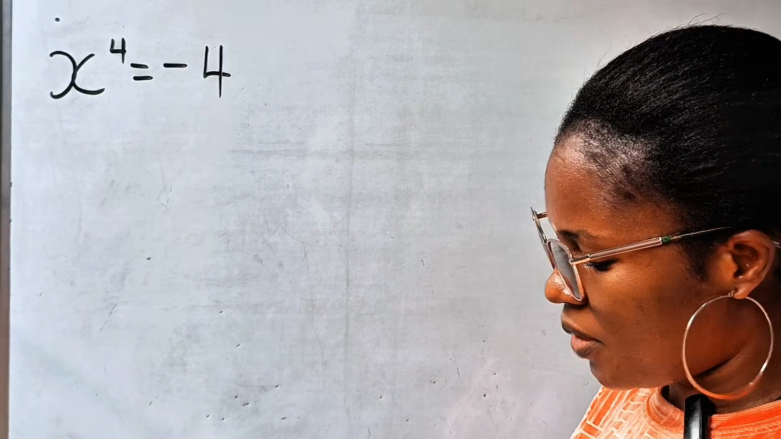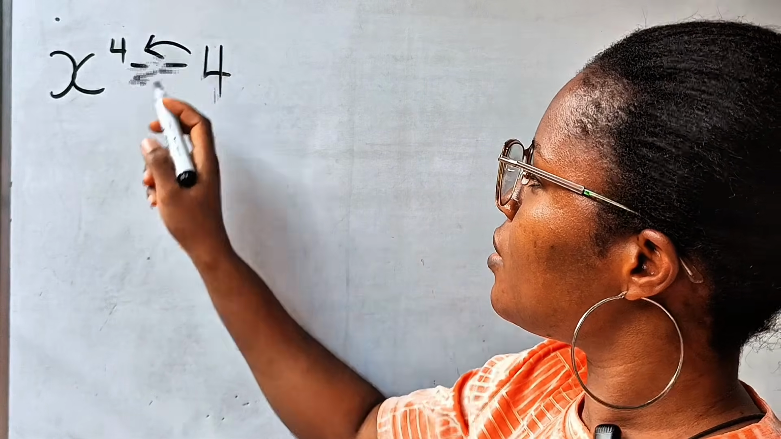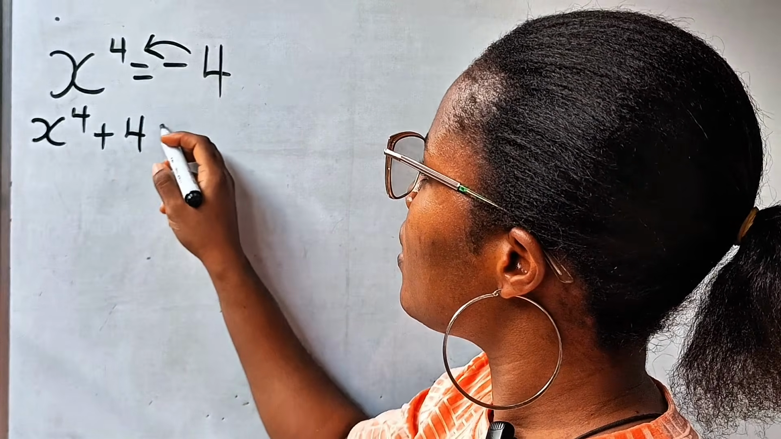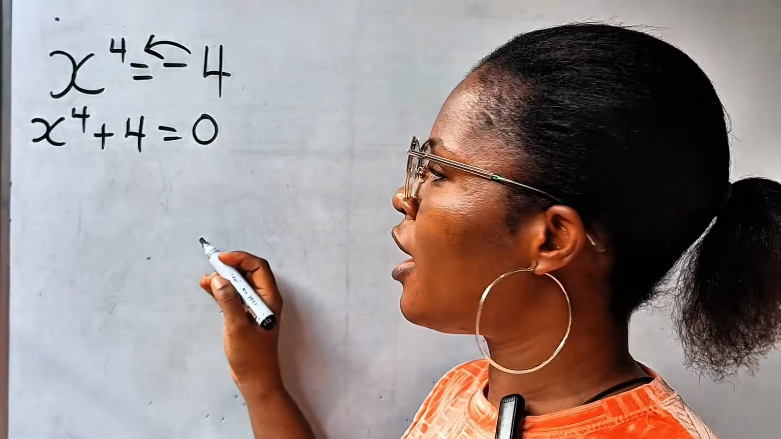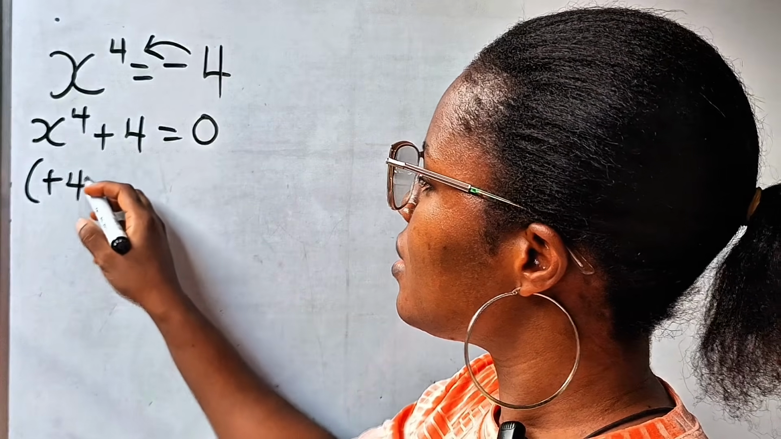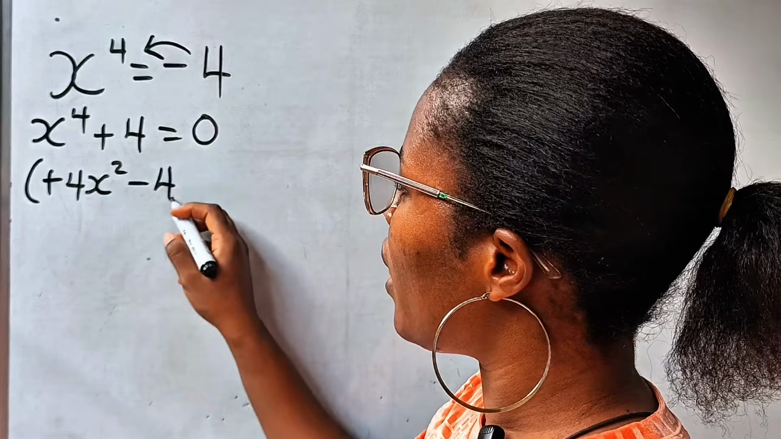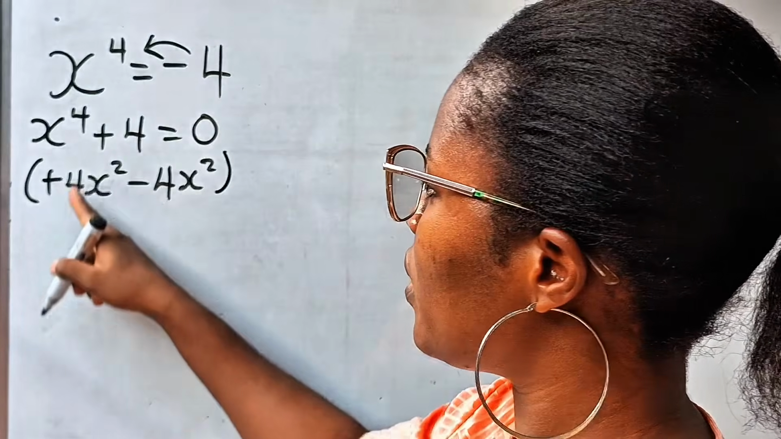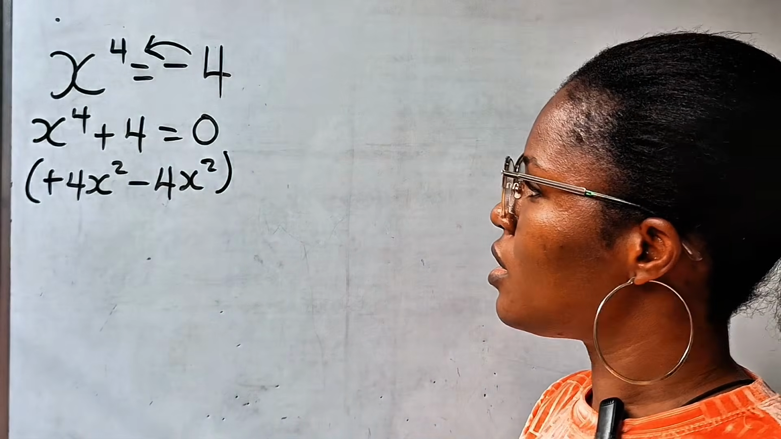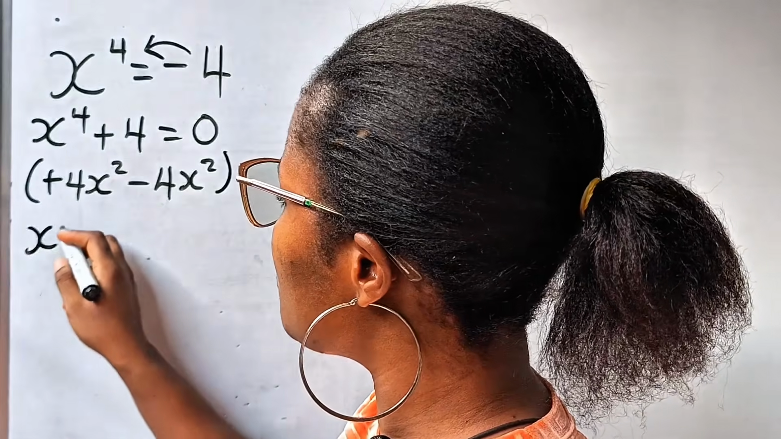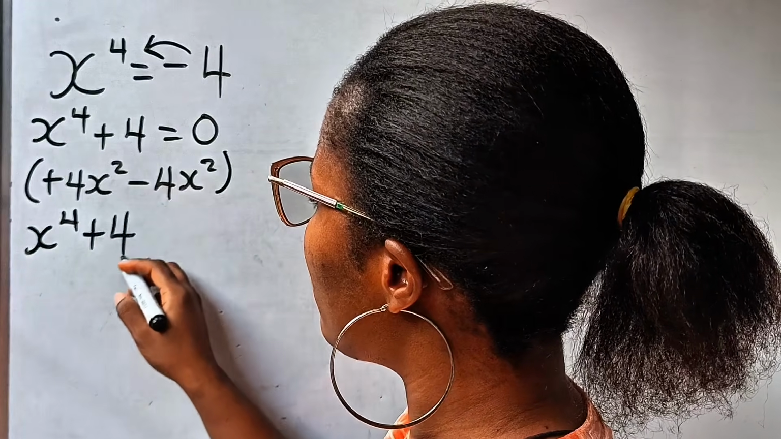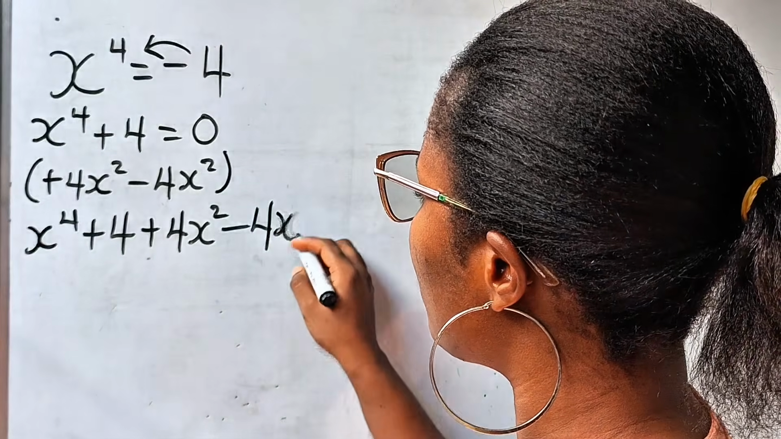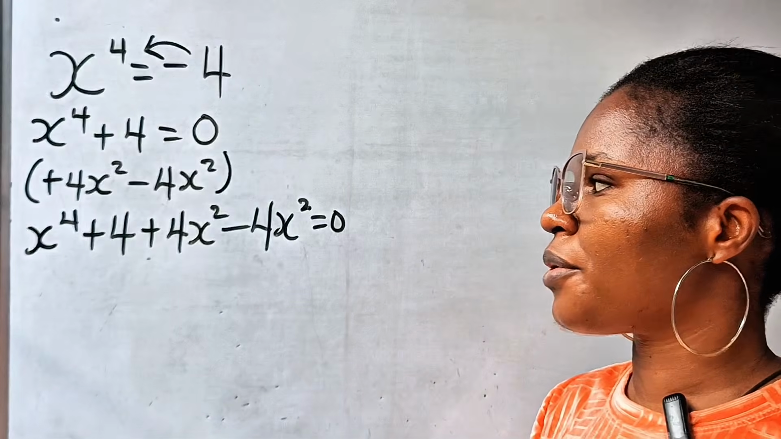First things first, we are going to take this to the other side of the equation. So we have x to the power of 4 plus 4 is equal to 0. Now, let's add 4x squared and take away 4x squared from the left side of the equation. So if we do that, we have x to the power of 4 plus 4 plus 4x squared minus 4x squared is equal to 0.